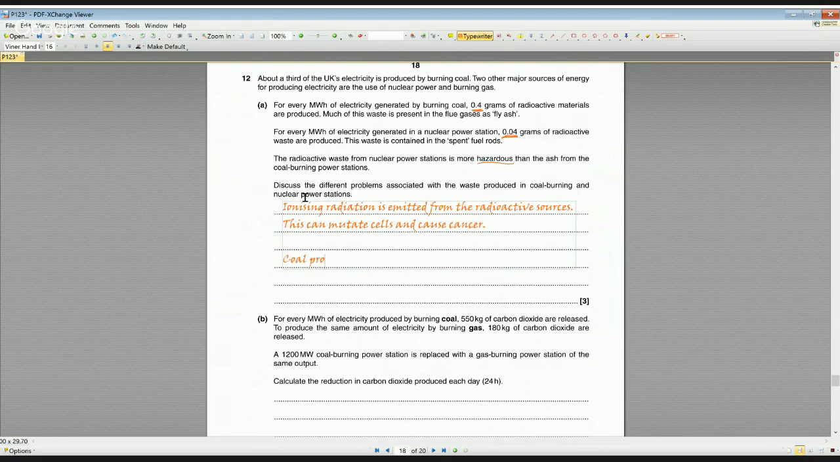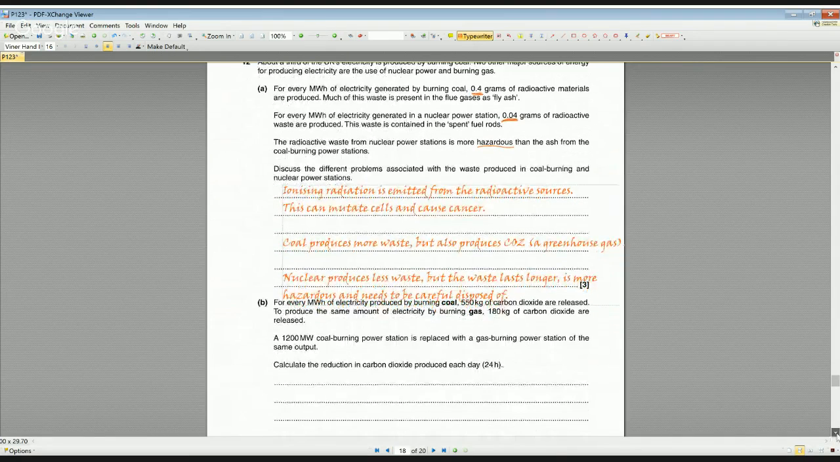The coal produces more waste, but also produces CO2, which is a greenhouse gas. Nuclear produces less waste, but waste lasts longer, is more hazardous, and needs to be carefully disposed of. So this is a P3 question, not a P6 question. So the level of detail we're looking for related to radioactivity is not huge.